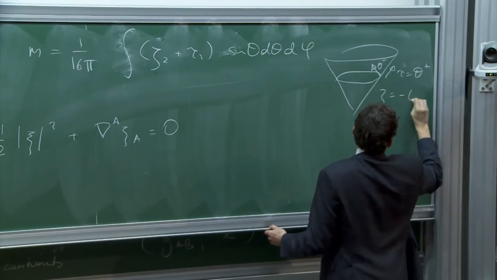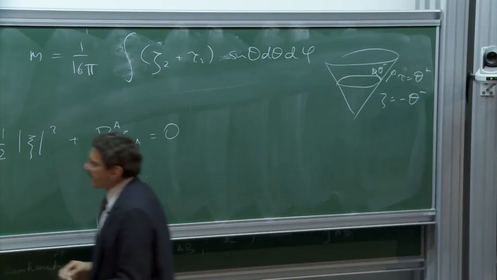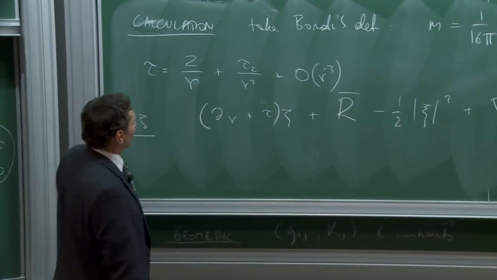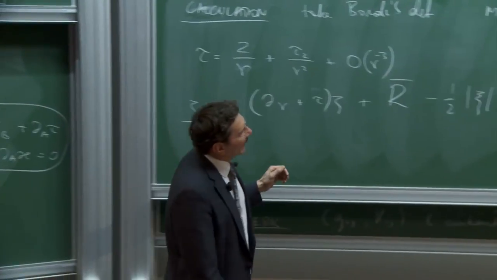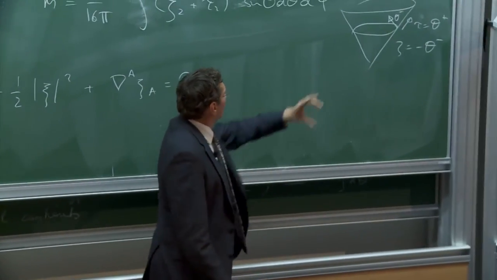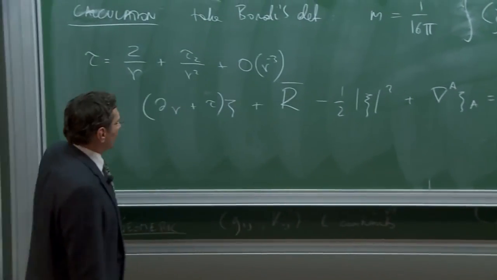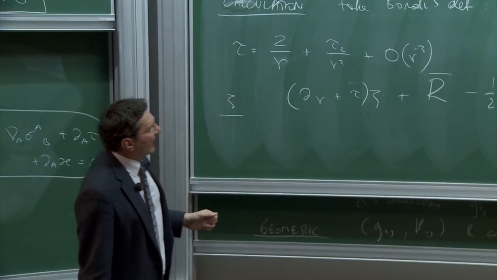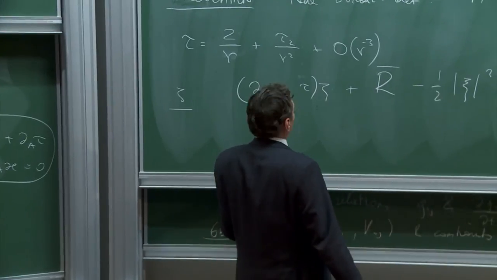And don't ask me why. I mean, this notation, psi and zeta, is coming from our joint work with Yvonne, and I'm keeping it for historical reasons. Maybe if I had to rewrite everything, I would use those notations. But in any case, this is one of the Einstein equations that you're going to get in vacuum.